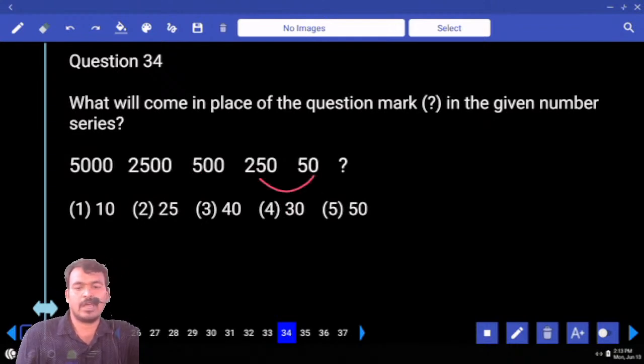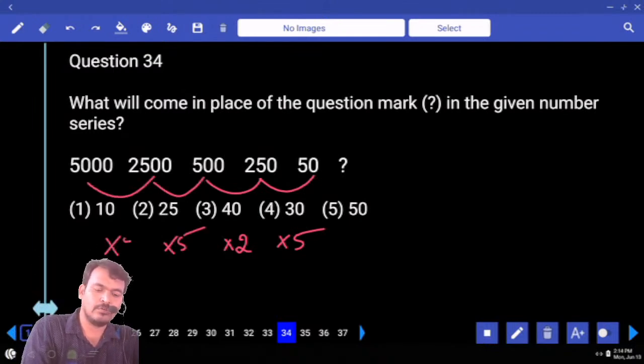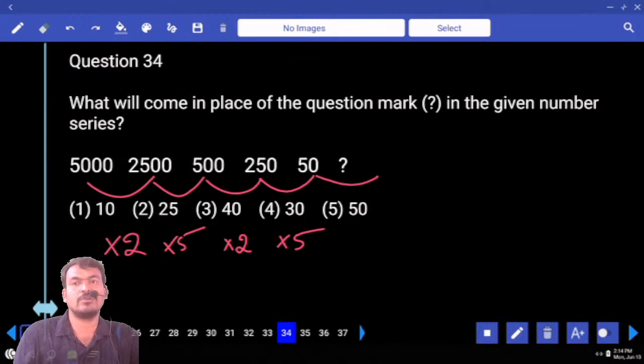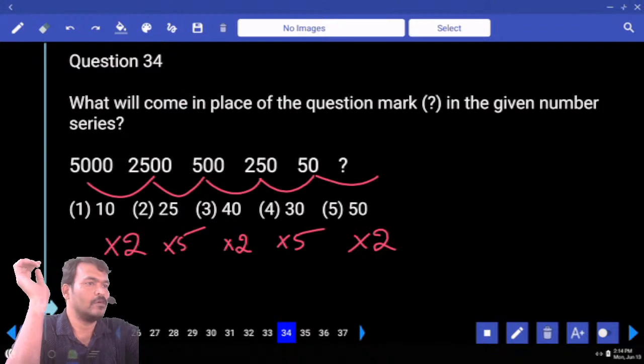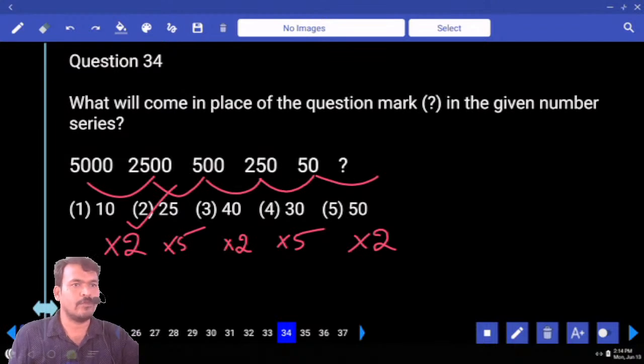Next question, number 34. 50 to 250, almost how many times? 5 times or not? 250 to 500, into 2 times or not? Into 5, into 2. Next one into 5. Next one into 2. Obviously the first one is how much? Into 2 or into 1? Into 2. Then the answer, 25. Something into 2 is equal to 50, means something value is 25.